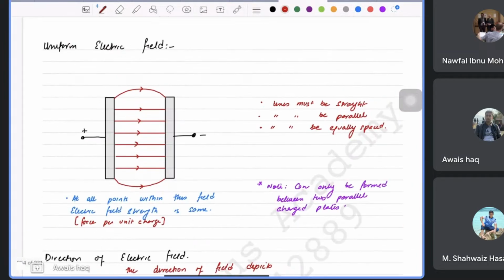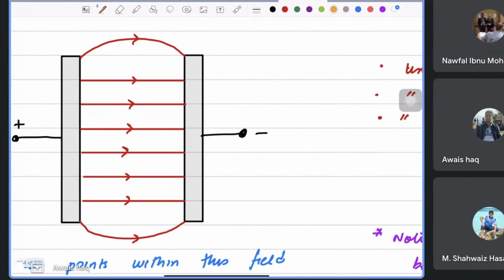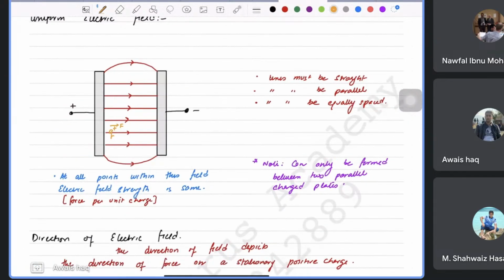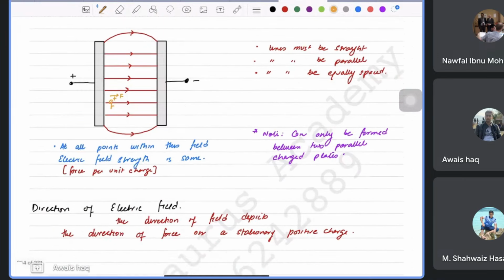Like for example, if I could draw a charge here, let's suppose a charge positive, so obviously it will feel a force this way, which is the same direction as field. That's why we take positive to negative. So that's a convention like this. Alright, is it clear everyone?